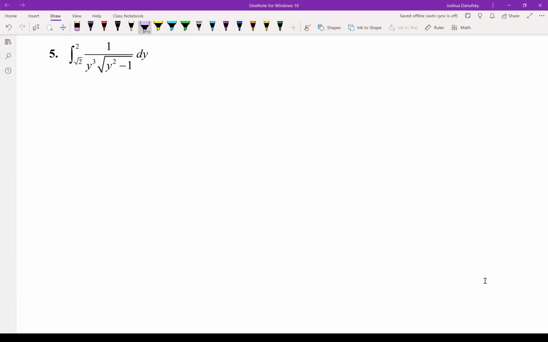Number 5, the integral from root 2 to 2 of 1 over y to the 3rd times the square root of y squared minus 1 dy. Here, you'll notice that we have our variable squared minus a constant squared. And from what we saw above, we substituted the variable equal to a, which in this case is 1, secant theta. Find dy.